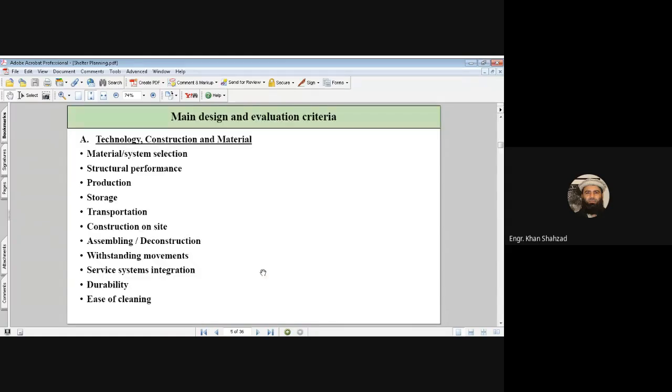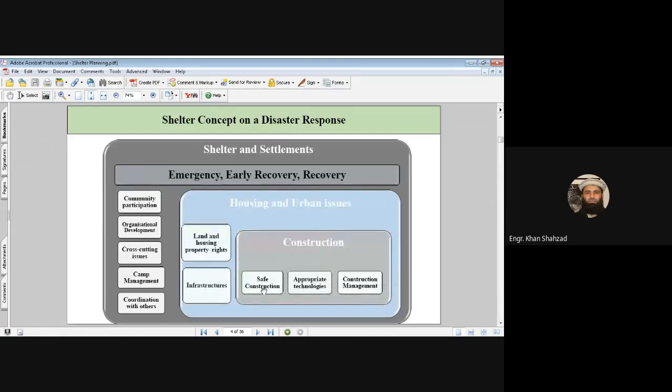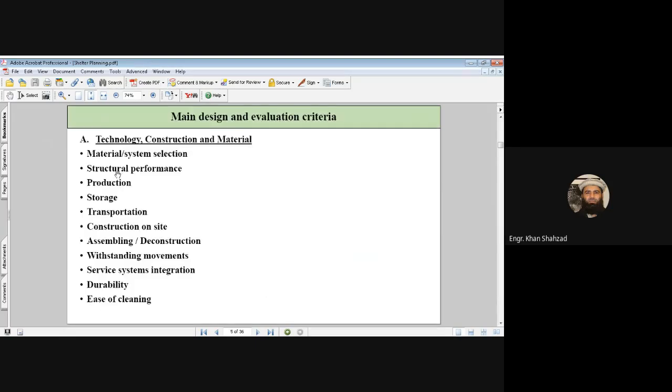Now let's talk about the main design and evaluation criteria. Number one is technology, construction, and material. So the material or system selection: which type of material or which type of system you will be using when you are making shelters or houses for these people who have been affected by the disaster. Then you should know the structure performance, as we discussed over here, appropriate technology and safe construction. So what will be the performance of this structure if it is hit by the disaster again?